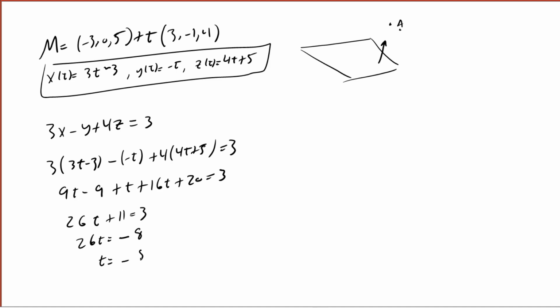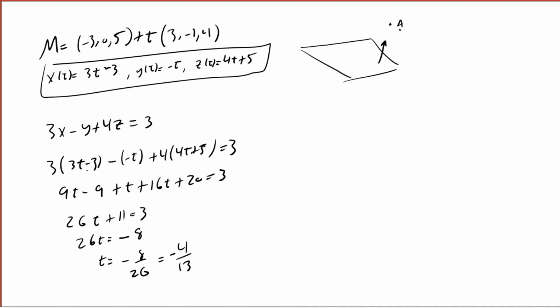T equals minus 8 over 26. That can simplify to minus 4 over 13. Let me double check this real quick. So I have 4t plus 5. Right, this is my direction vector, 3, minus 1, 4. Okay, that's fine. And so that's my direction, and my point on the line is minus 3, 0, 5. Okay, so I plug that in.